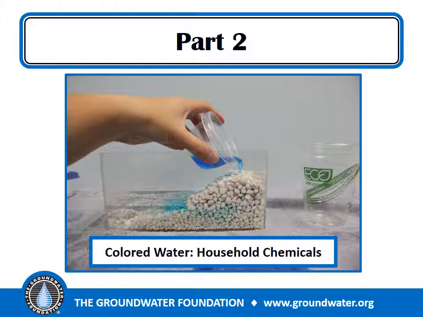Students may notice that even though they poured the colored water over the gravel, their lake is starting to change color as well. Once again, this is showing the groundwater-surface water connection and the water cycle as the water moves slowly from the groundwater to the surface water in a process known as discharge.